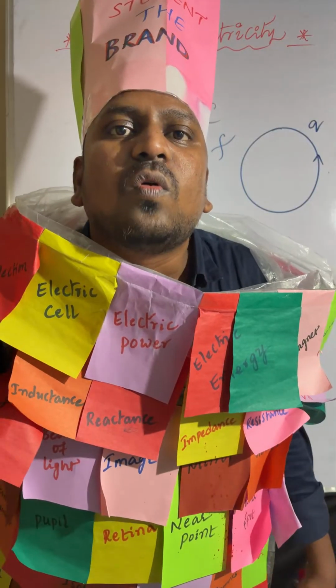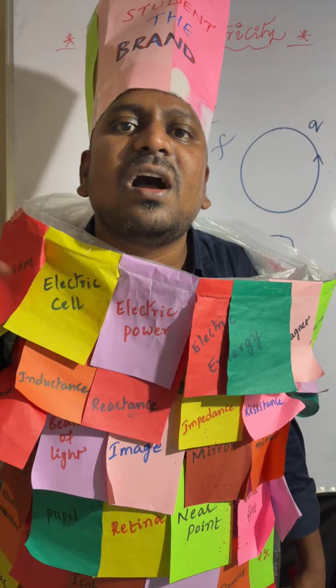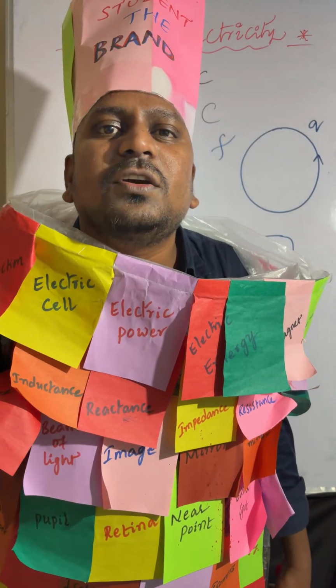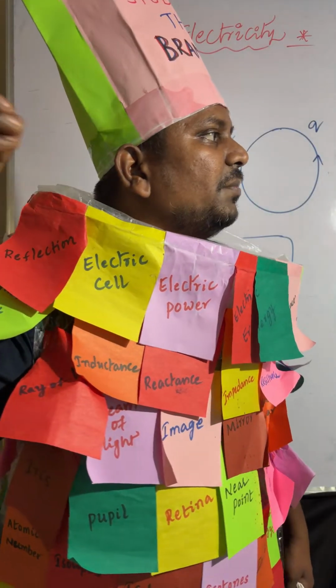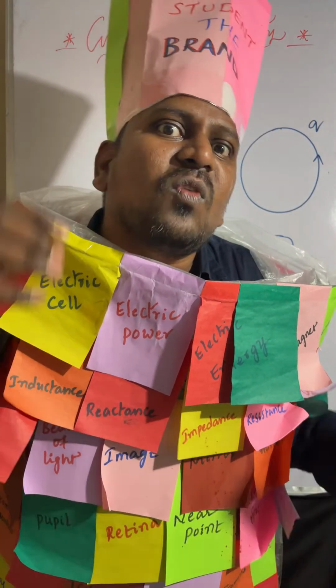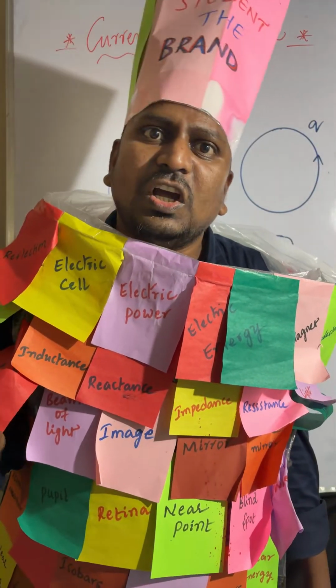That is called quantization of charge. What is that? Quantization of charge. Q equal to plus or minus Ne. And for 1 electron, how much charge is present? 1.6 into 10 power minus 19 coulomb.